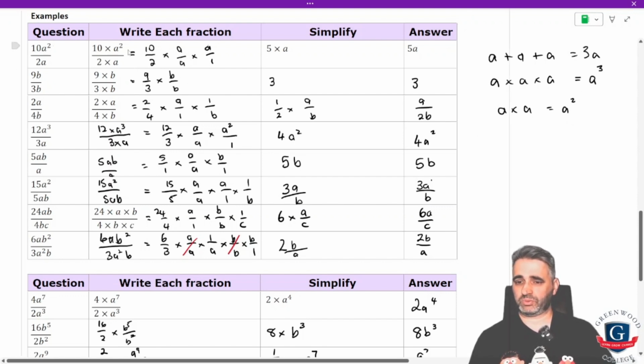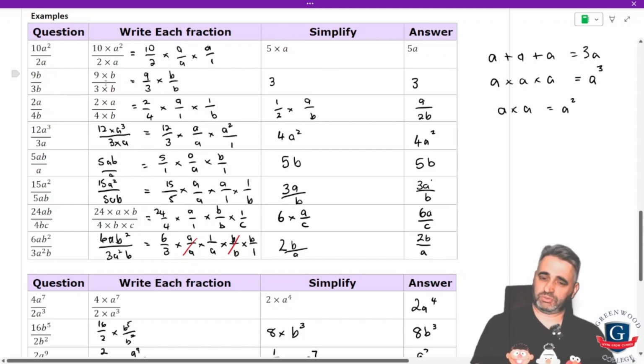So if we have a squared, we can split that back up, expand it into a times a. And we have this a on the bottom, so we can put it underneath one of those a's. And now we have 10 on 2, which is 5, a on a, which is 1, and a, which leaves us just with 5a. And that's our answer. We can forget about writing this times symbol because we're doing algebra.